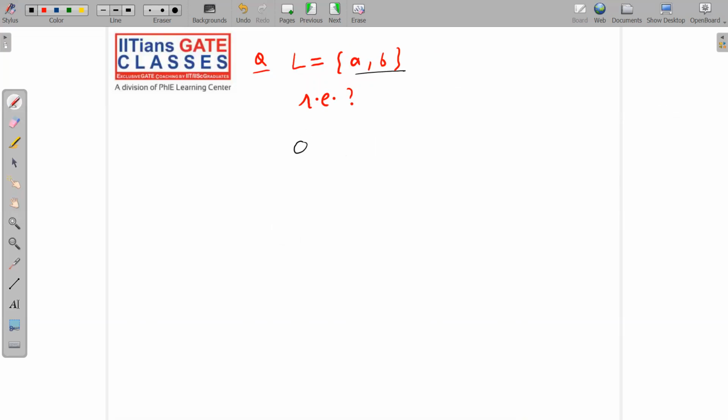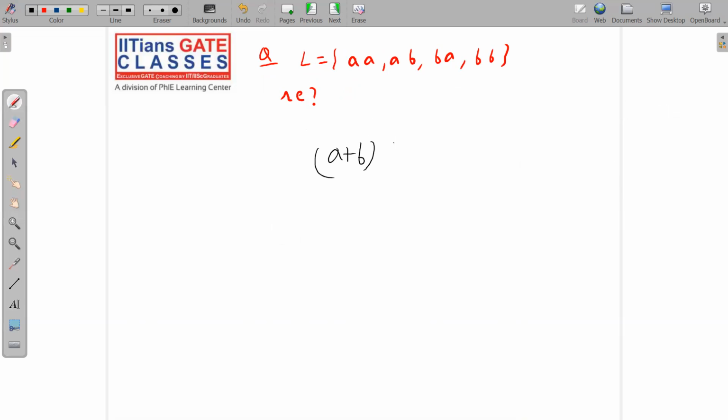L = {a, b}, what is the regular expression? Very simple: a plus b, like this, right? Now double: aa, ab, ba, bb. So (a+b) and (a+b), just concatenate them. So this is the regular expression. So this regular expression represents which language?